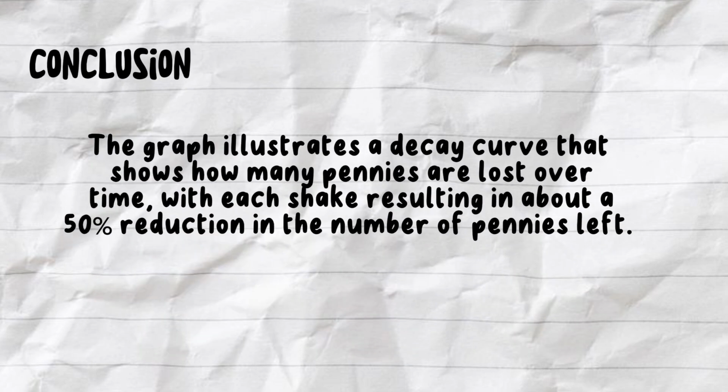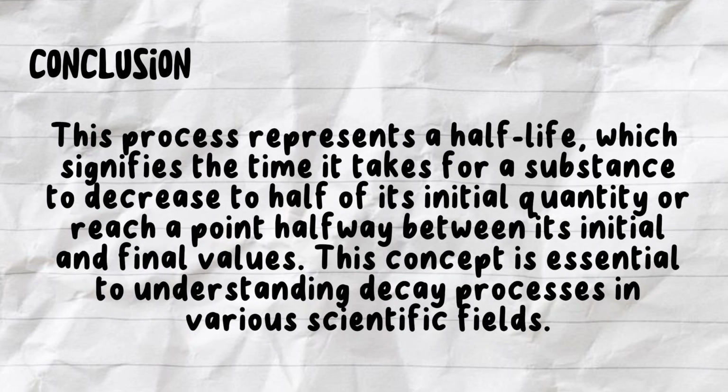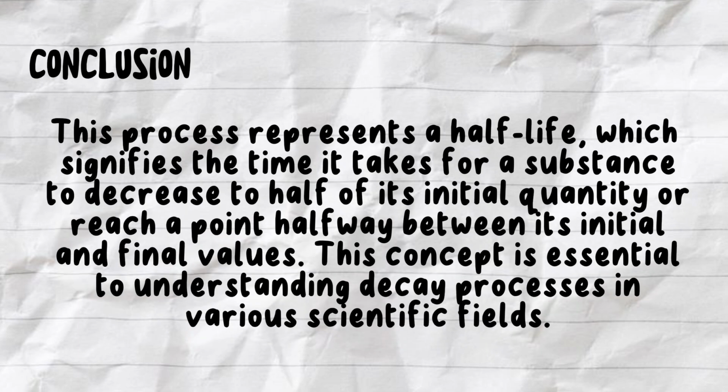So now moving on to the conclusion. In conclusion, the graph illustrates a decay curve that shows how many pennies are lost over time, with each shake resulting in about 50% reduction in the number of pennies left, because each penny has a 50% probability of landing heads up. Roughly half of the pennies are taken out with each shaking, leading to the constant decline. This process represents a half-life, which signifies the time it takes for a substance to decrease to half of its initial quantity or reach a point halfway between its initial and final values. This concept is essential to understanding decay processes in various scientific fields.